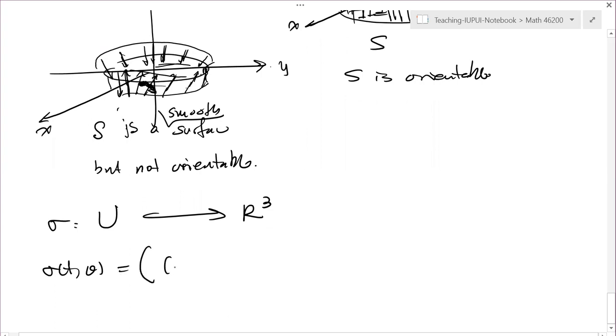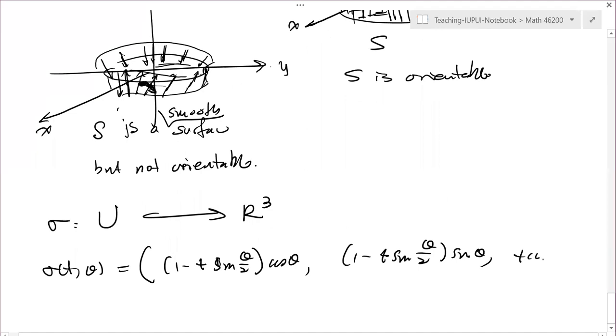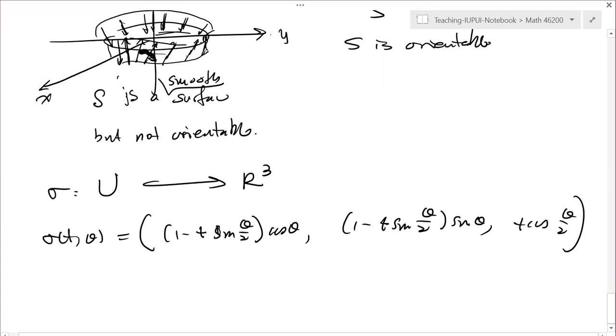Okay, so here it is: the first component is (1 minus t sine half of theta) times cosine theta. The second is (1 minus t sine half of theta) times sine theta. And the third is t cosine half of theta. Okay, so t is between, you can assume, -1/2 and +1/2, and theta is between 0 and 2 pi.